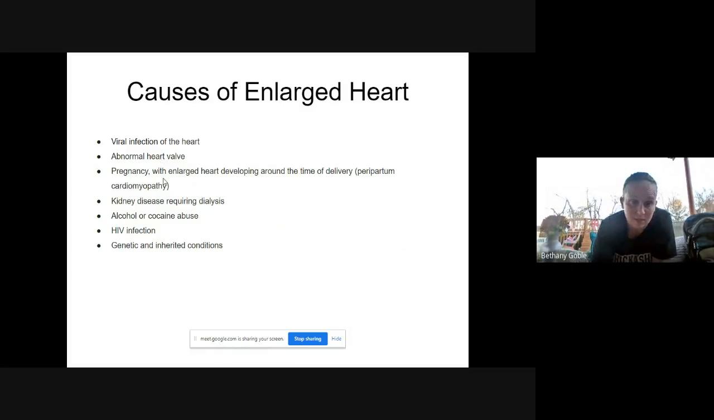Some people with pregnancy could have an enlarged heart. Kidney disease, okay, people who are in kidney disease, I told you, all our systems connect. Well, that can cause an issue with your heart. Alcohol, cocaine abuse, HIV infection, and of course, it could be a genetic condition as well.